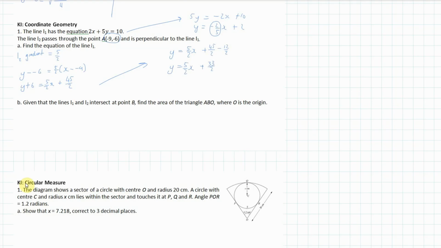Okay. The next one: given that the lines L1 and L2 intersect at point B, find the area of the triangle ABO where O is the origin. Well, we probably want to find where they intersect first. So we'll go minus 2/5 x plus 2 equals 5/2 x plus 33/2, and I guess we can bring everything across.